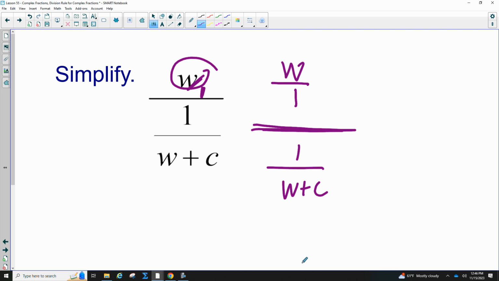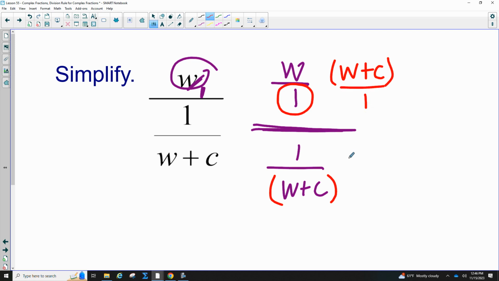So my common denominator, I'm looking here and here, right? What is my common denominator? It is W plus C times 1, which is just W plus C. So that means I'm going to multiply the top by W plus C over 1 and the bottom by W plus C over 1. Sometimes people ask, do I have to write the over 1? The reason that I write it is so you don't get confused where it's multiplying to. It's in the numerator of both of those.